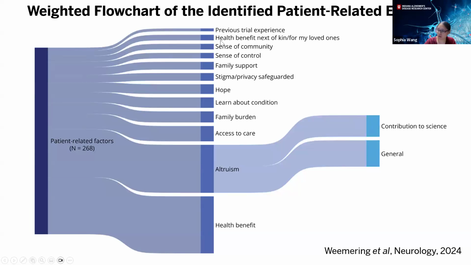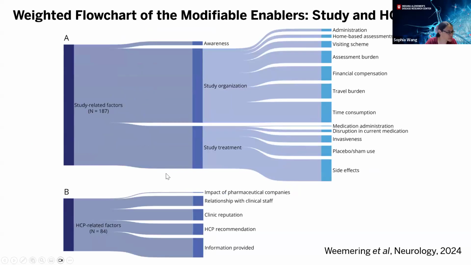And there were a few other things that popped up. Access to care was one of them, and hoping to learn about the condition. But really, altruism and health benefit were the big ones.